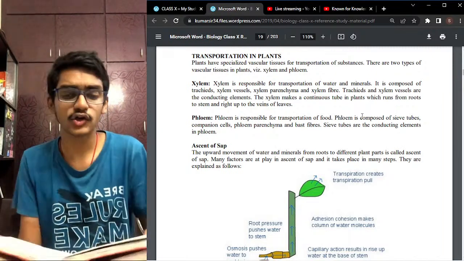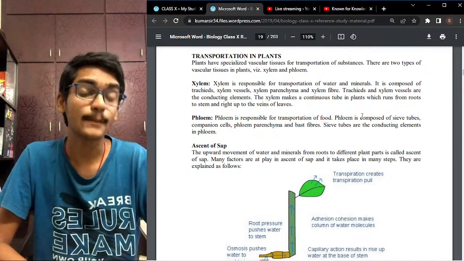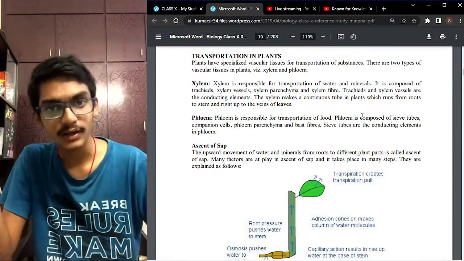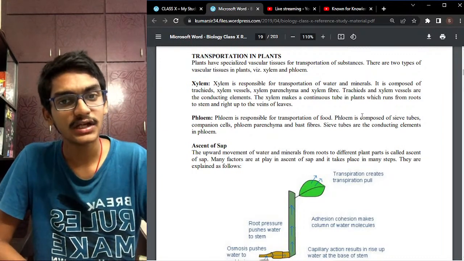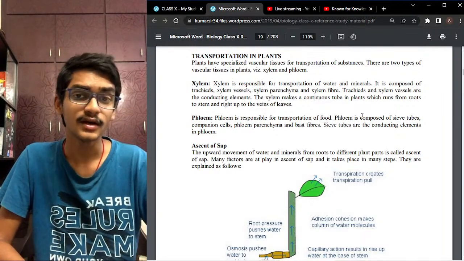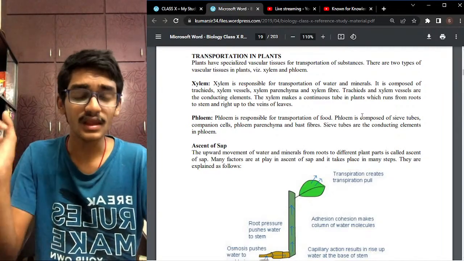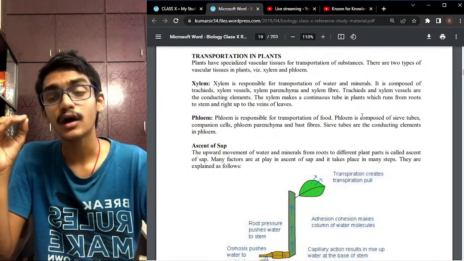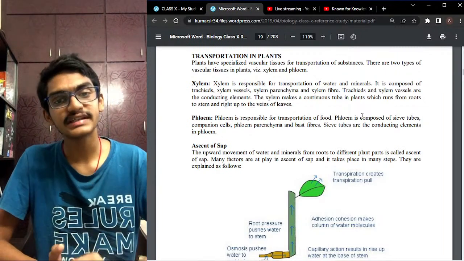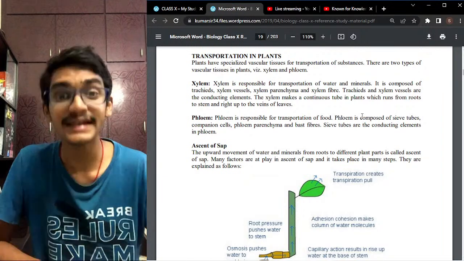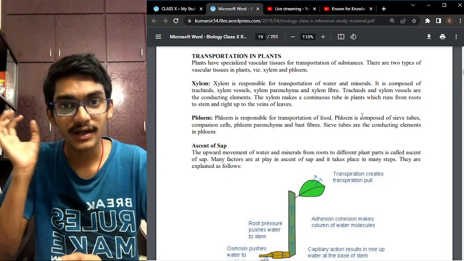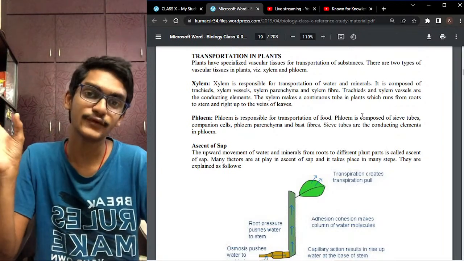Before we go into the topic, last year we learned about the different tissues involved in transportation in both plants and animals, like the xylem and phloem tissues, in detail. But this year, we're not going into detail about each and every tissue. That is not required. We are just going to see how the transportation occurs in the phloem and xylem tissues. That is the main focus in the transportation in plants.